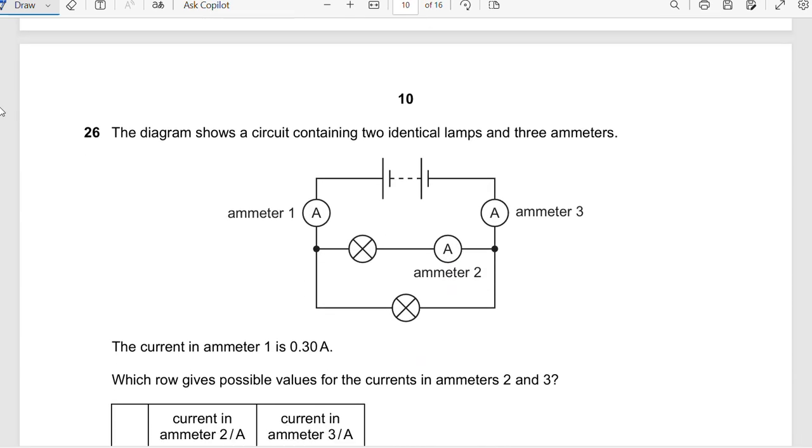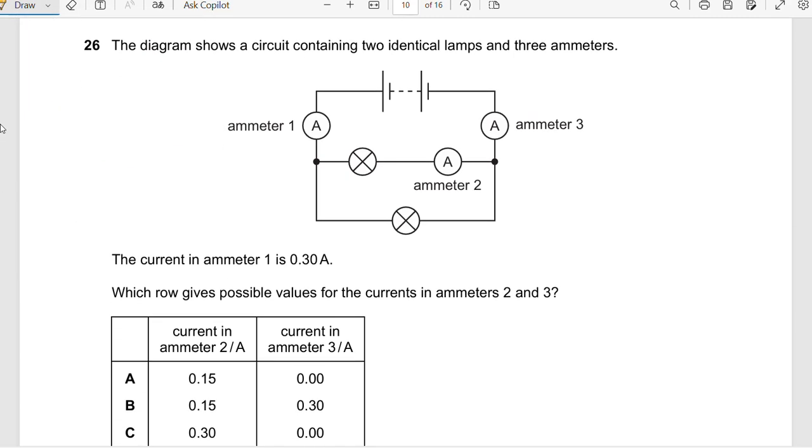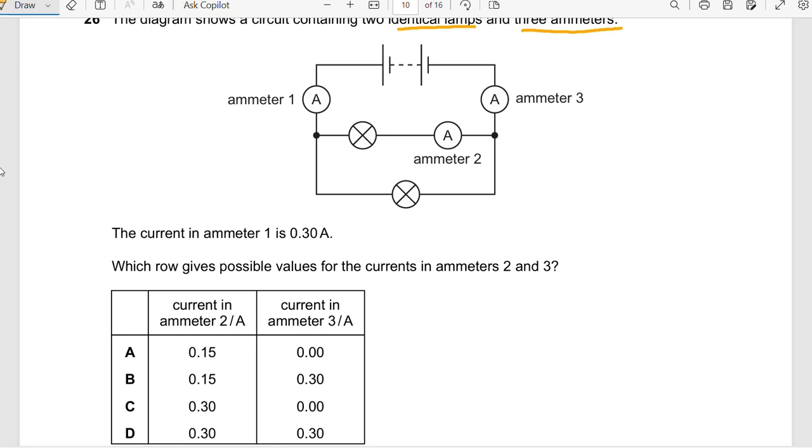Next, question 26. They say the diagram shows a circuit containing two identical lamps and 3 ammeters. Let's check first before we read the question. So ammeter 1 and 3 are connected in series with the battery. Ammeter 2 is only for this lamp. The current in ammeter 1 is 0.3 ampere, which directly is going to be the same as ammeter 3. Why? Because both of them are connected in series with the battery, so they have the same current.